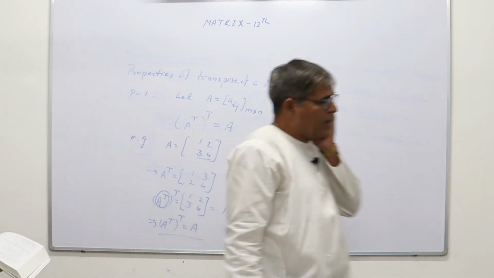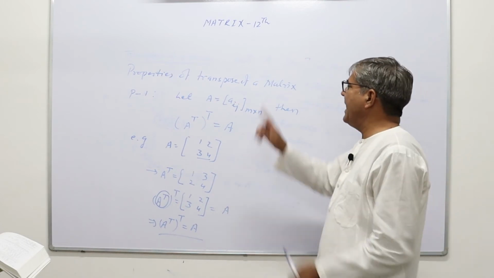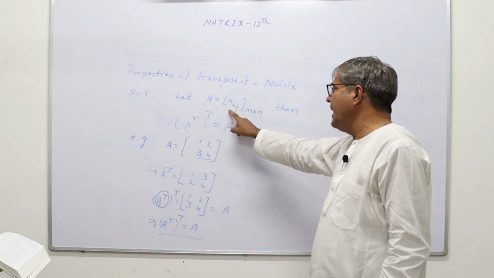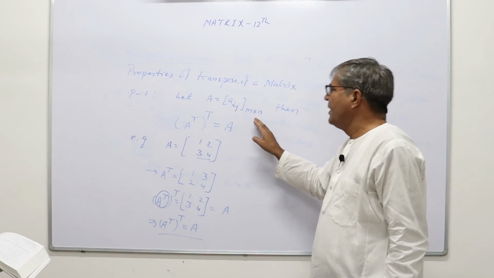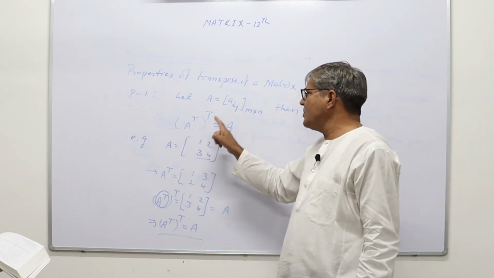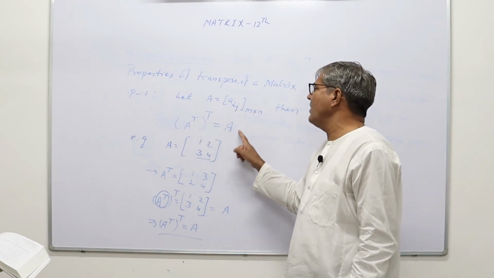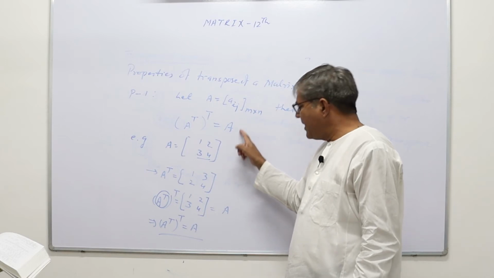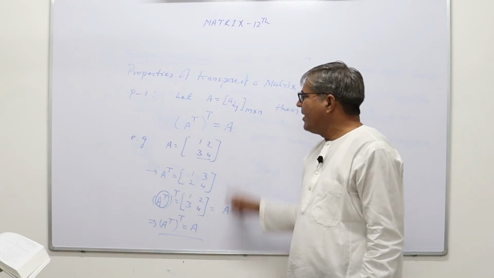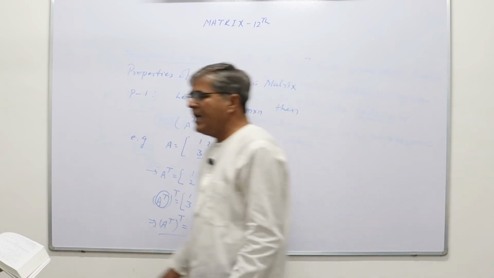So it was the first property: for any given matrix A, whatever the order, if we have to find the transpose of the transpose, then it will always be equal to A. So in this analytical way we can prove it. So this was the first property.